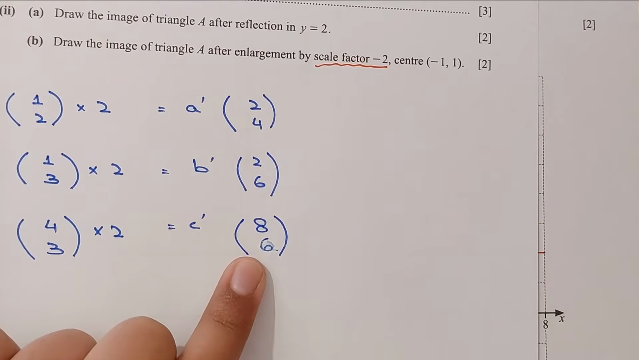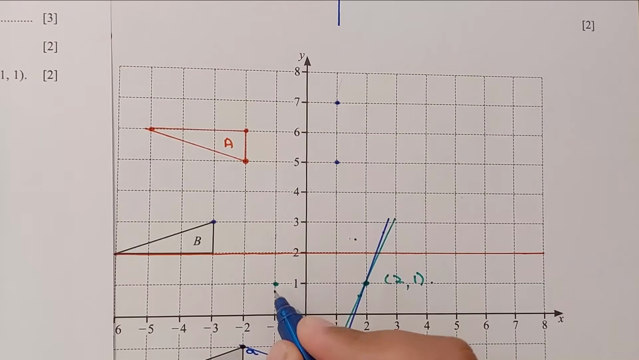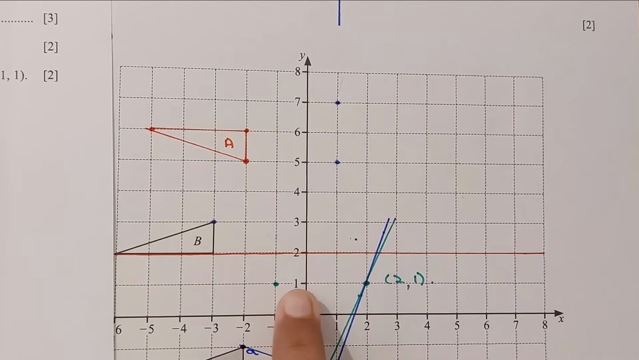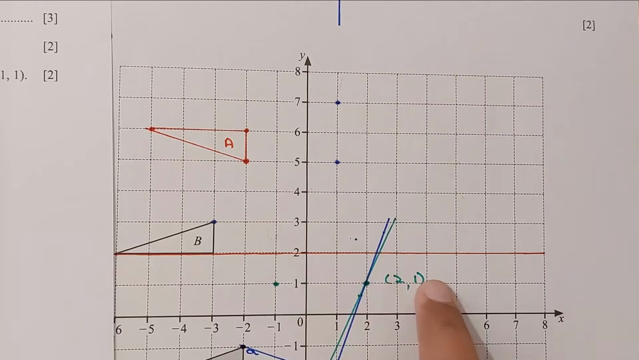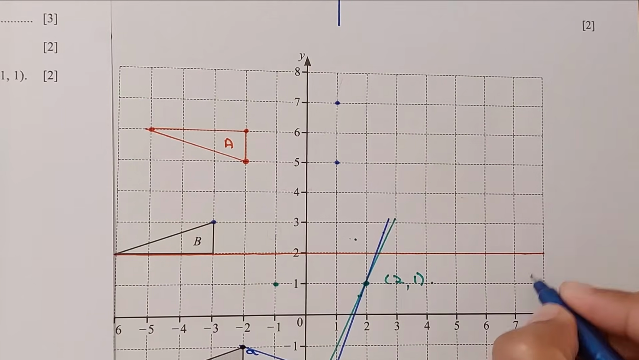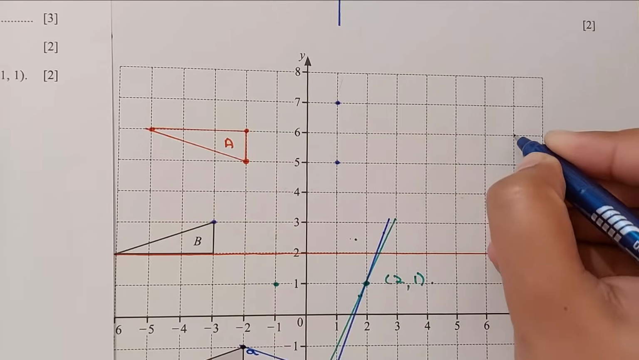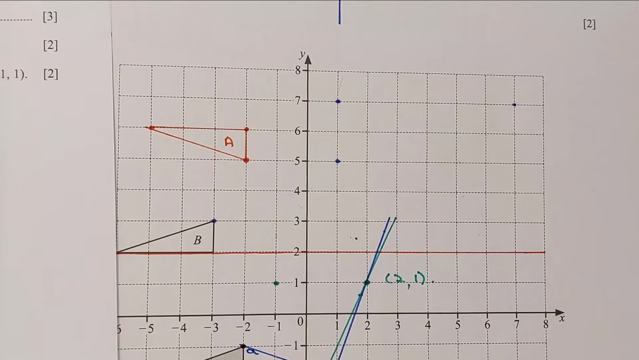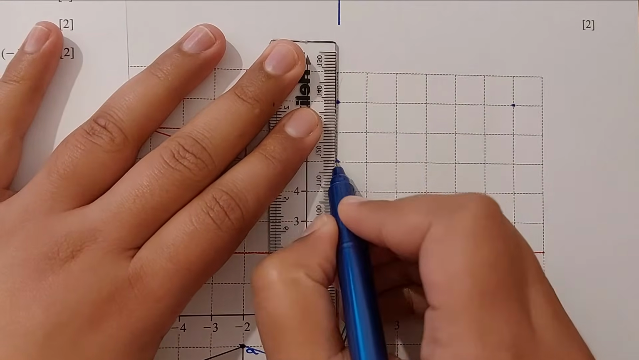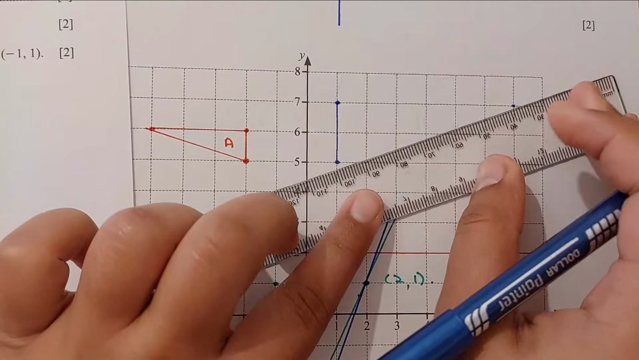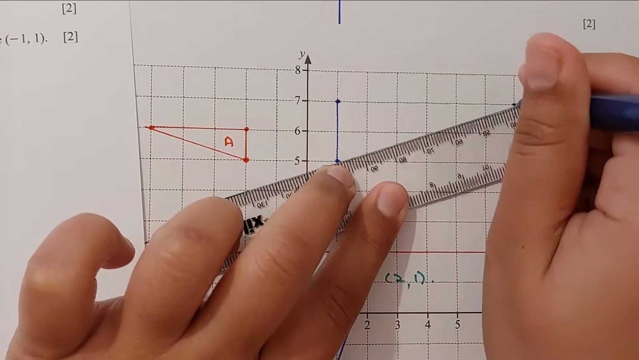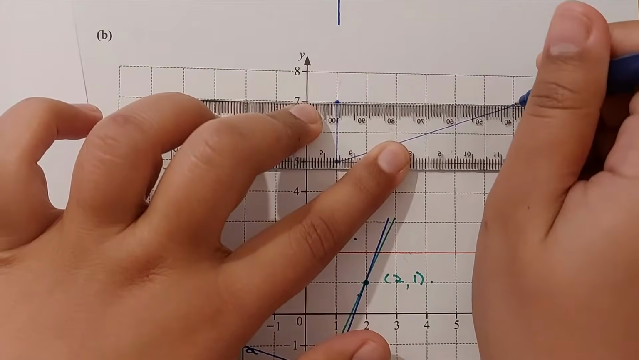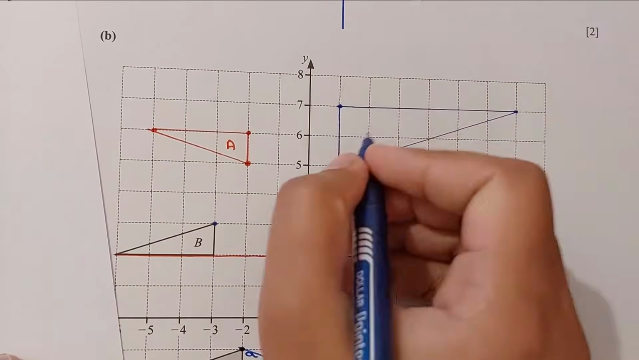And the last, 8 right and 6 up. 8 right, 1, 2, 3, 4, 5, 6, 7, 8, and 6 units up, 1, 2, 3, 4, 5, 6. So this point is 7, 7, right? So let me connect these points. So this is the enlarged triangle A with the scale factor -2 and the center is -1, 1. Right, this is A.